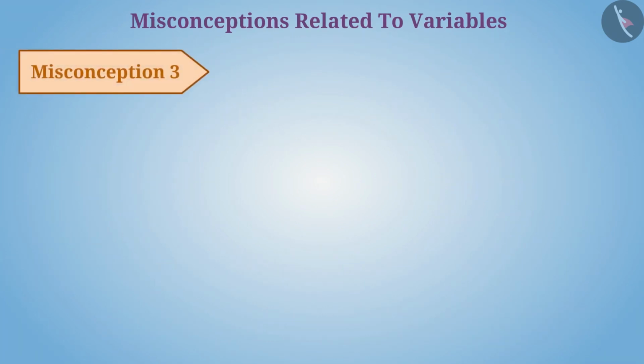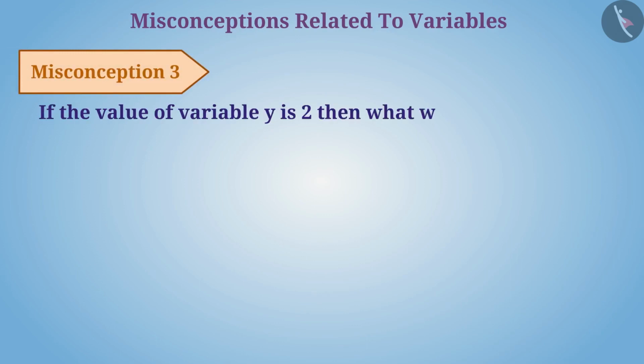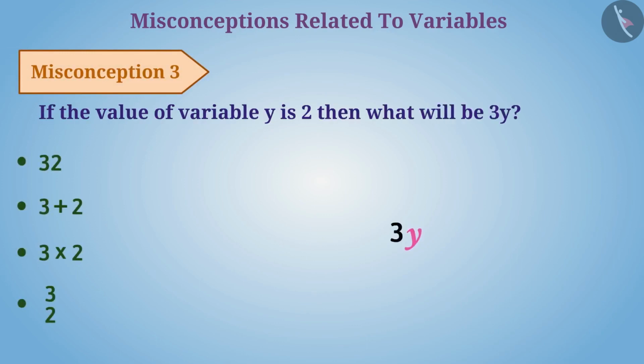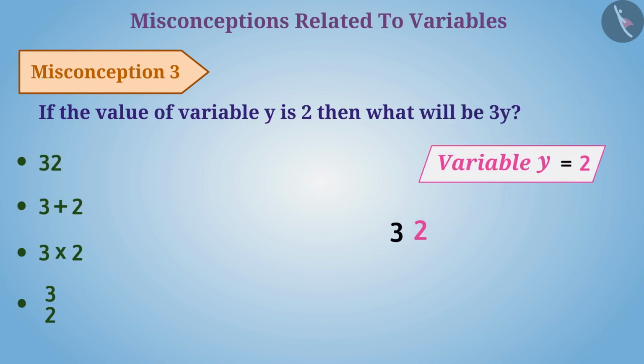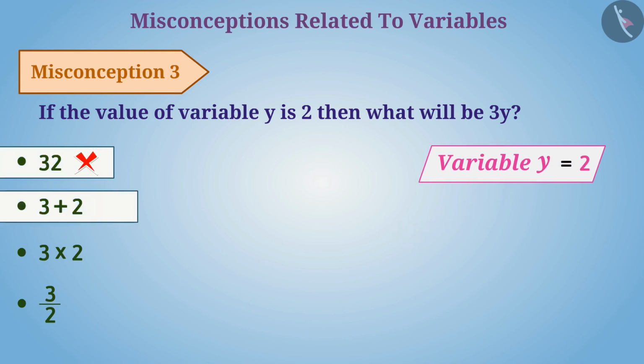Misconception 3. If the value of variable y is 2, then what will be 3y? Many times the variable is replaced with its value. Because of this understanding, 32 answer is given, which is a wrong answer. Similarly, due to confusion, 3 plus 2 or 3 by 2 answer is given. These are all wrong answers.